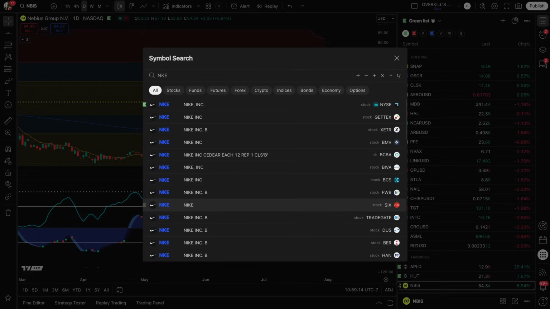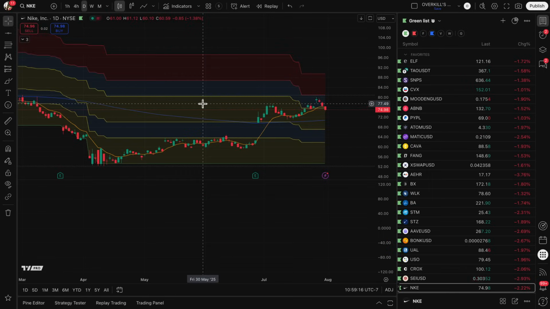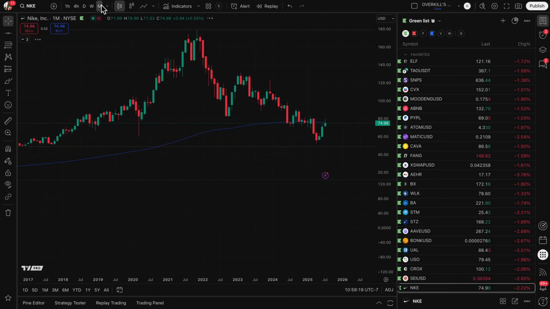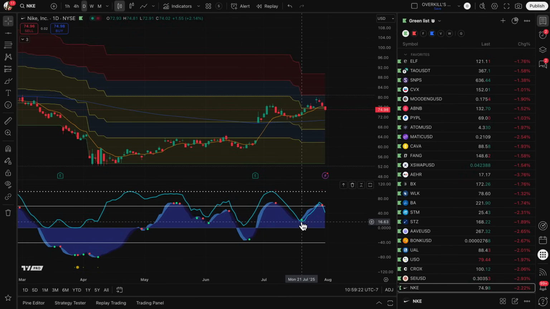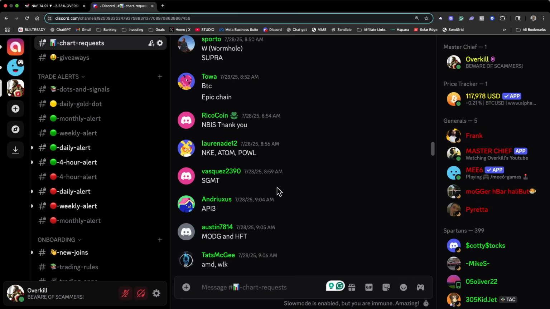Nike, NKE. Nike's selling back off, but it is green on the monthly. So it's got the green dot on the monthly. So we are now looking for the daily pullbacks. You had one right here at around 72. It went up to 80, and now it's retraced a little bit. So watching the daily for that one, because again, we got the monthly.